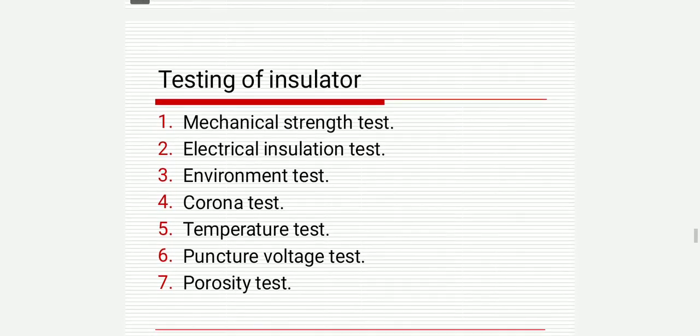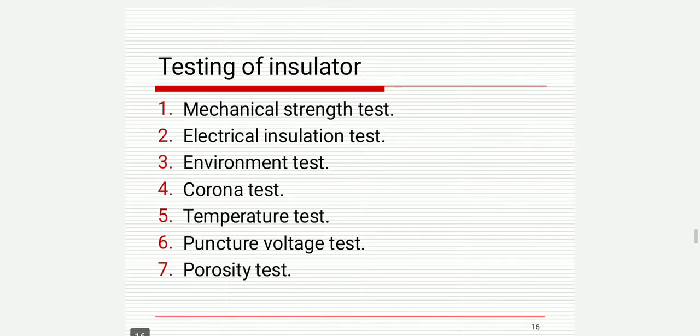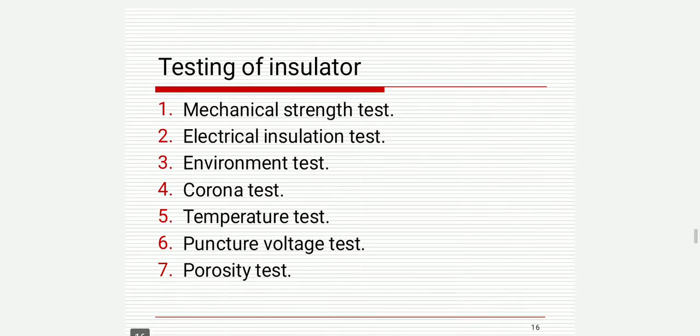Coming to the next one, testing an insulator. The testing of an insulator plays a major role. Before using an insulator for functioning between a tower and a conductor, first we need to test the insulator. The first is a mechanical strength test. Next are the insulation test, polarity test, porosity test, corona test, temperature test, puncture voltage test, and also the environment test. These are all the tests which need to be performed on an insulator before using it for different levels of voltages.